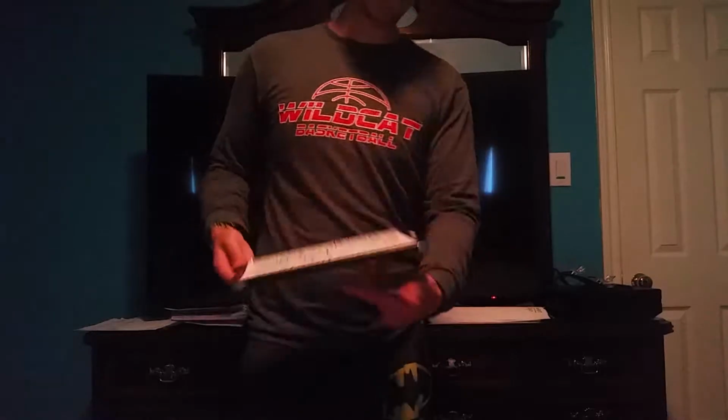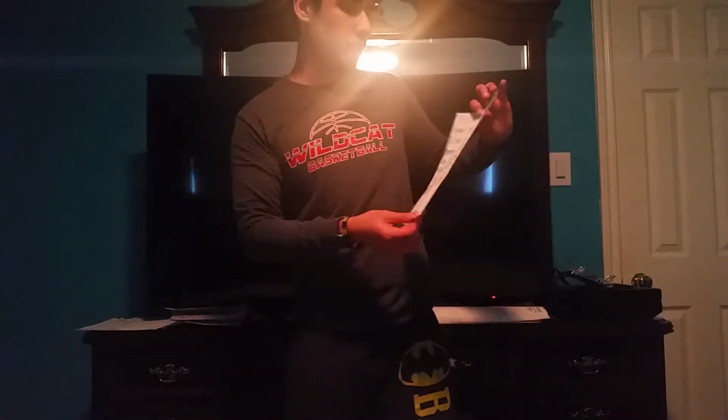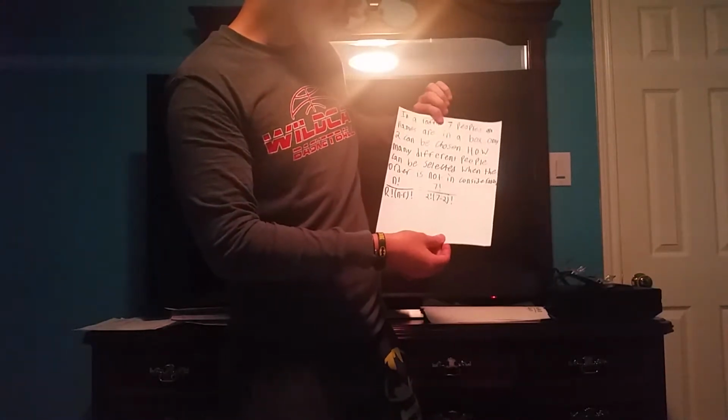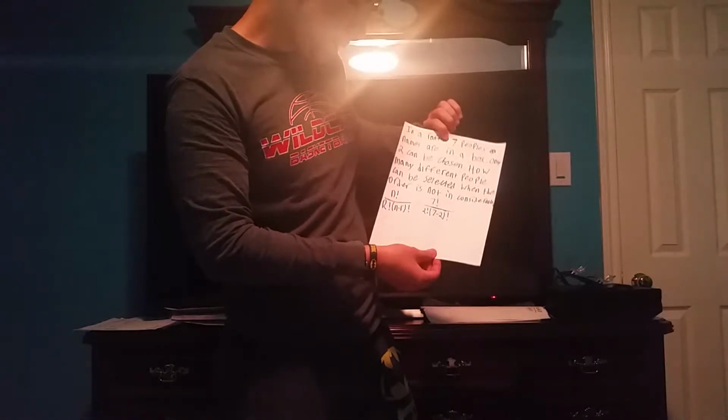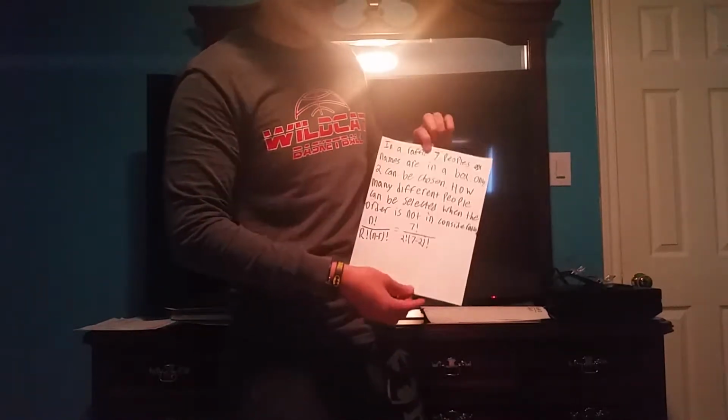So, now that we have that information, we need to know what exactly we are going to be able to do with it. To know that, you need to know which type of problem calls for which equation. I have a couple of problems ready for you. The first one is a raffle. 7 people's names are in a box. Only 2 can be chosen. How many different pairs of people can be selected when the order is not in consideration?